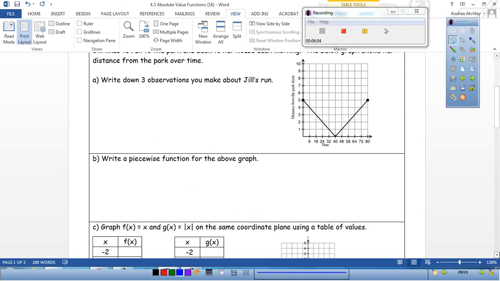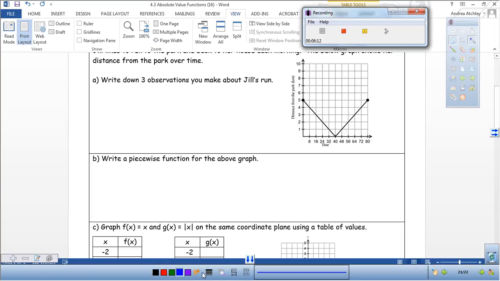Okay, so now we're going to write the piecewise function for that graph. So we're going to start by doing the piecewise function for this line here. If I can draw it nice and pretty. For the first one we need the slope, which we already talked about. It's going down, so it's negative 1/8.